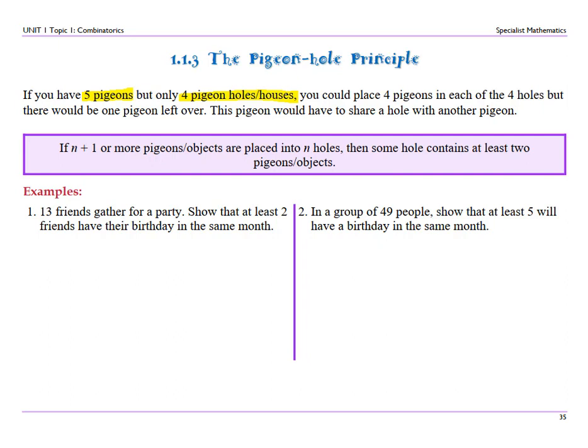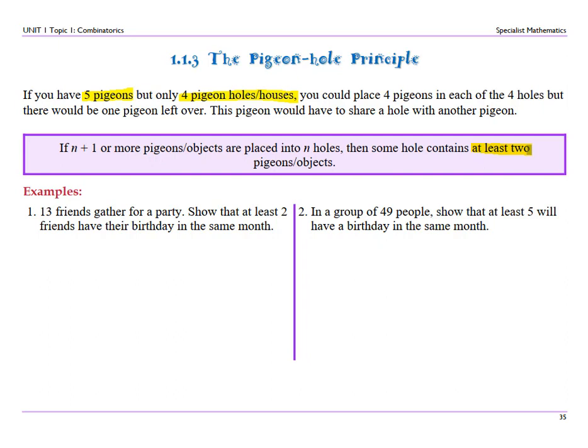Put that into maths. If n plus 1 or more pigeons or objects are placed into n holes, then some hole contains at least 2 pigeons or objects. Now remember, it says at least. So if we were looking at these 5 pigeons, yes, we could have 1 in each hole with 1 hole having 2 pigeons, or those pigeons might be great friends and all 5 go into 1 hole. Okay, so you're looking at least 2 pigeons or objects in 1 hole.